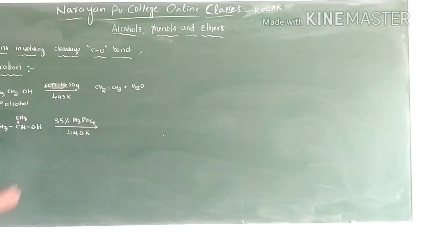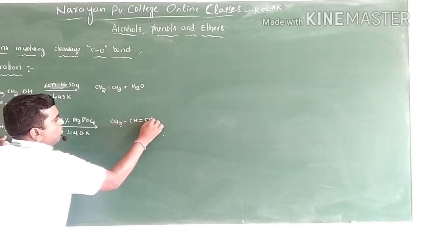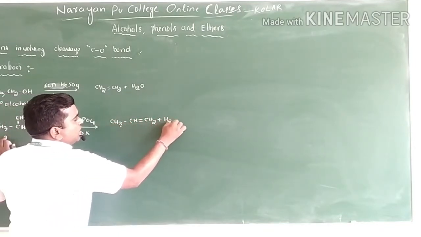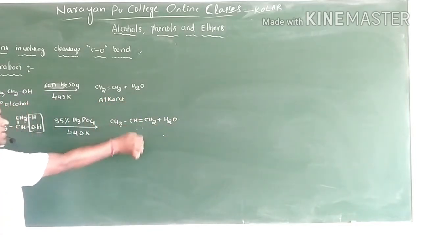Then one H and one OH will be removed. H will be removed from the adjacent carbon, and you will get the double bond here. Suppose I write H here, then H and OH will be removed, and between these two carbons a double bond will form. So you will get CH3CH=CH2 plus H2O. This is an alkene, and here also you are getting an alkene.